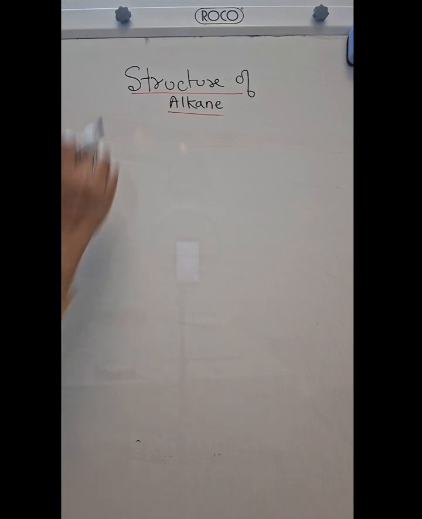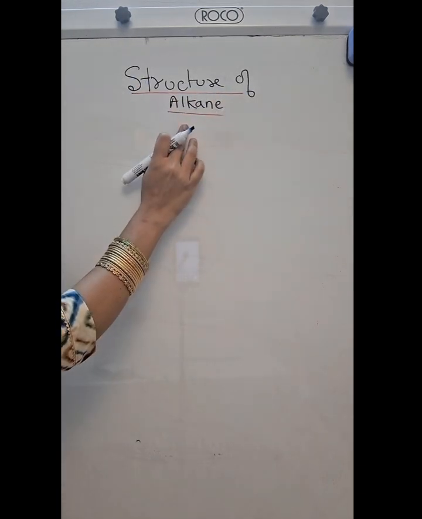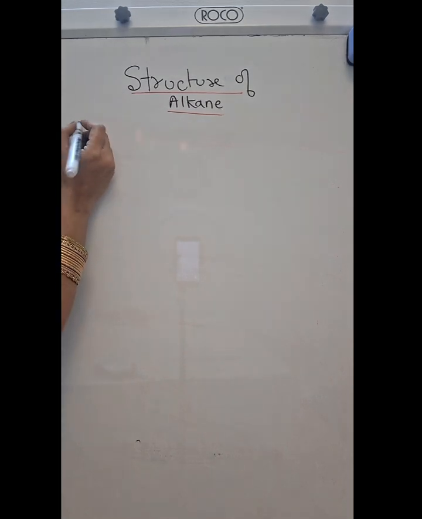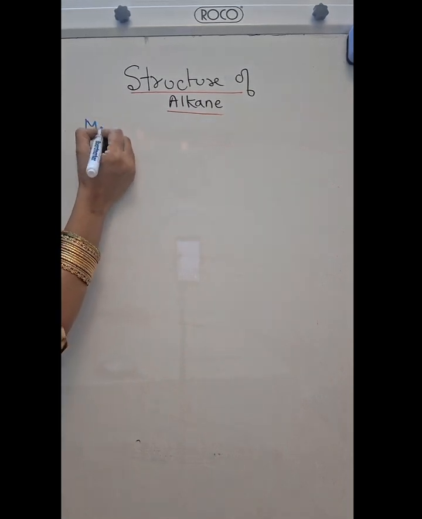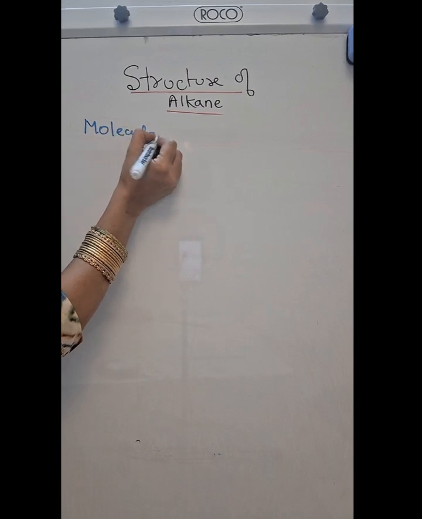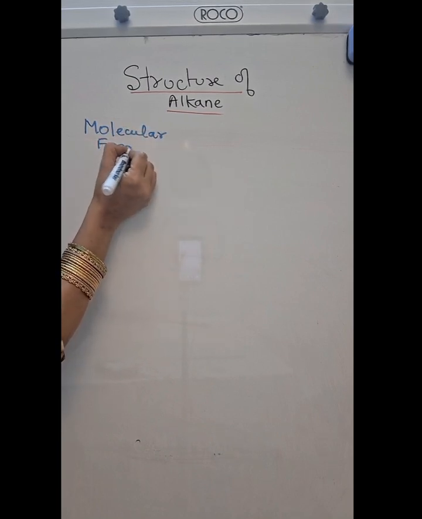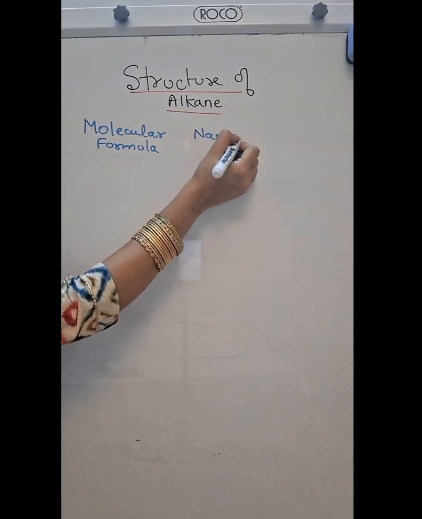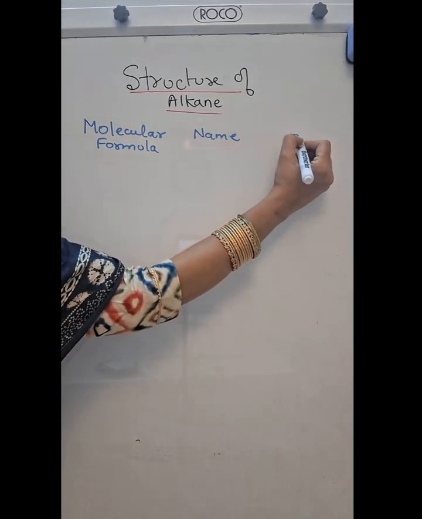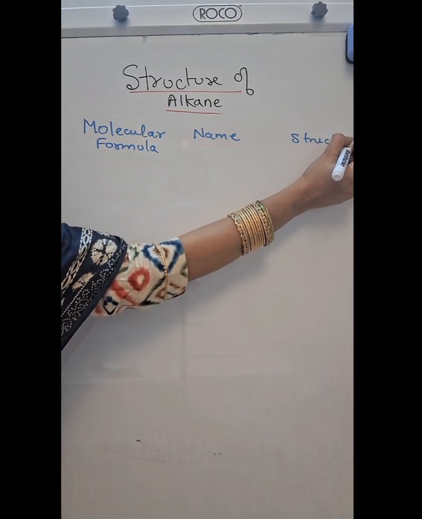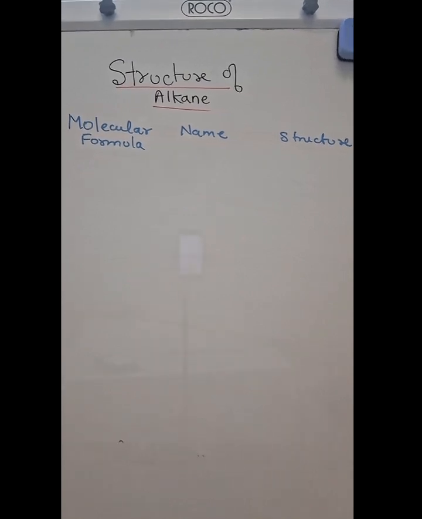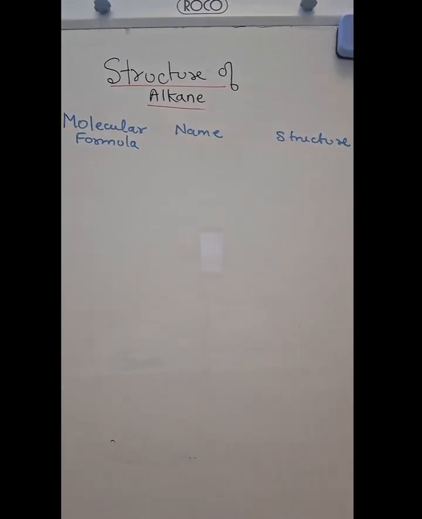Today we will study the structure of alkane. Okay. Now, in order to know the structure of alkane, we can know from its molecular formula, or we can know the structure from the name of alkane. So the structure we will understand either from the molecular formula or name.